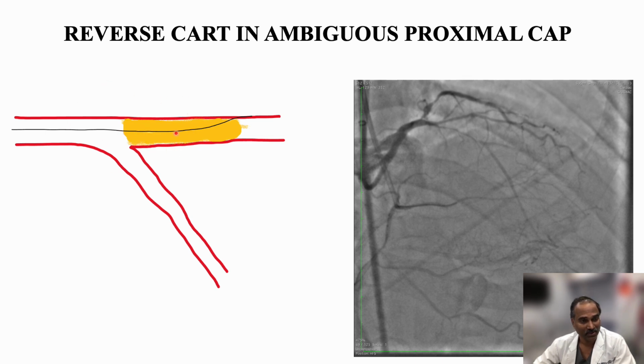So once you did a wiring, and you were getting cap puncture, and then you came with a retrograde wire, or it just directly came with a retrograde wire, what you have to do is, when you're doing reverse CART, do reverse CART beyond the ostium of the branch, and take a balloon beyond, and don't come with your retrograde wire up to the ostium, the proximal cap. So you have to always stay away from the proximal cap.